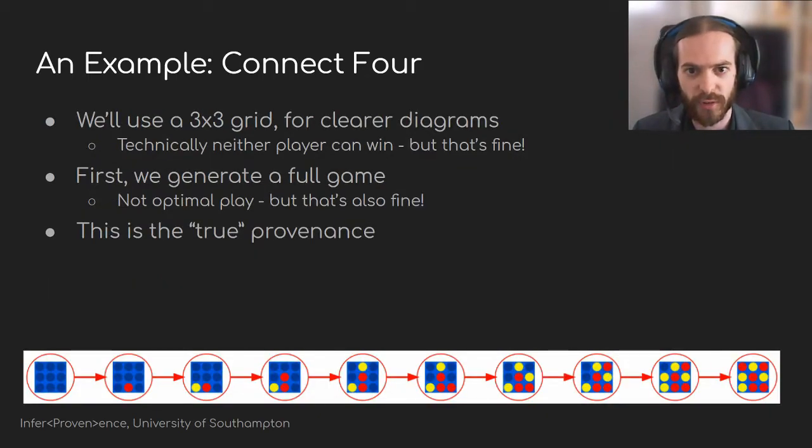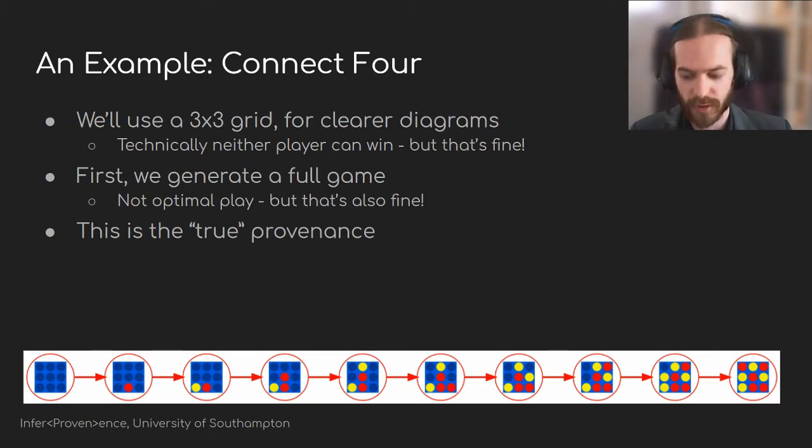So let's start off with a 3x3 grid. This will make the diagrams a lot clearer. Obviously this means that neither of the players will actually be able to win, but for this that doesn't actually matter. We're just interested in the sequence of moves. So we'll begin by generating a full game of this. Again, it's not optimal play. This doesn't matter because we're only interested in the sequence of moves rather than how good these players are at Connect 4.